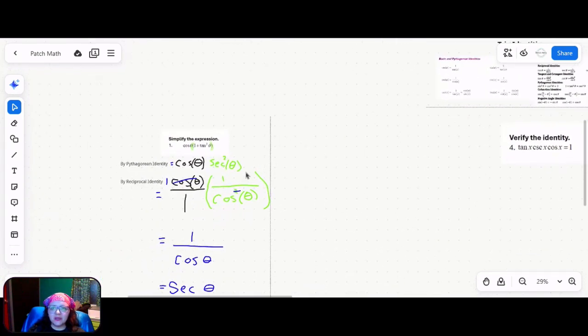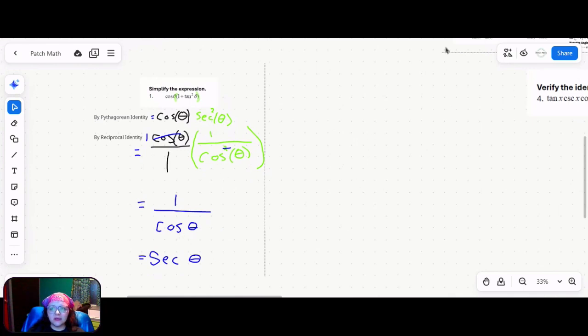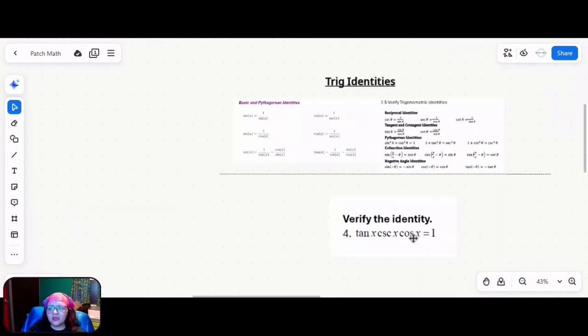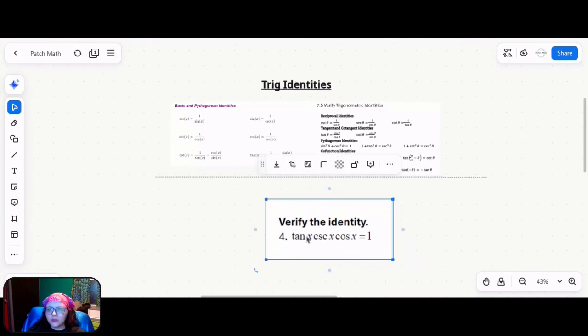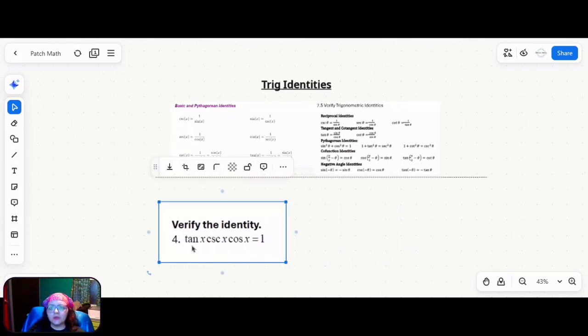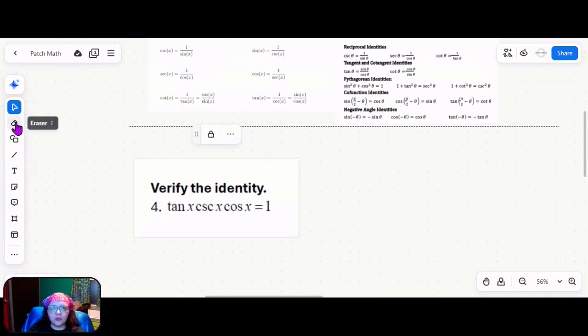In the last video, we simplified an expression using trig identities. And in this video, we are going to go into verifying a given identity. In other words, we're going to be completing a proof. We are going to start with one side and prove that it is equal to the other side using our trig identities. To begin with, we want to make sure we're understanding what we're looking at here.